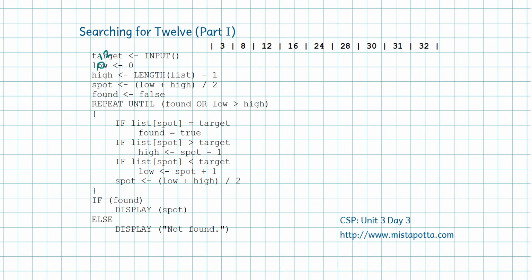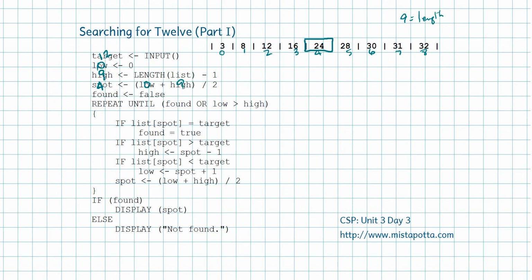And in this case, I've got 0, 1, 2, 3, 4, 5, 6, 7, 8. So the length is 9. So I'm going to put a 9 in high, and spot is going to be 0 plus 9, which is 9, divided by 2. And I said we were going to deal with integers, so I'm looking at box 4. This is the box that I'm starting at. And I'm going to repeat until it's found or until we cross the streams.